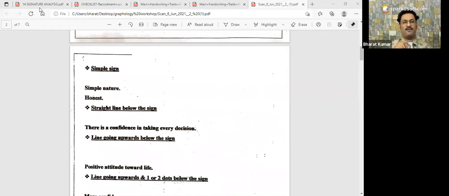So one should always have a straight line, a little moving in the upward direction, meaning the person is simple, honest, rule-bound, and always has positivity in the mind. Yes, most of you have.